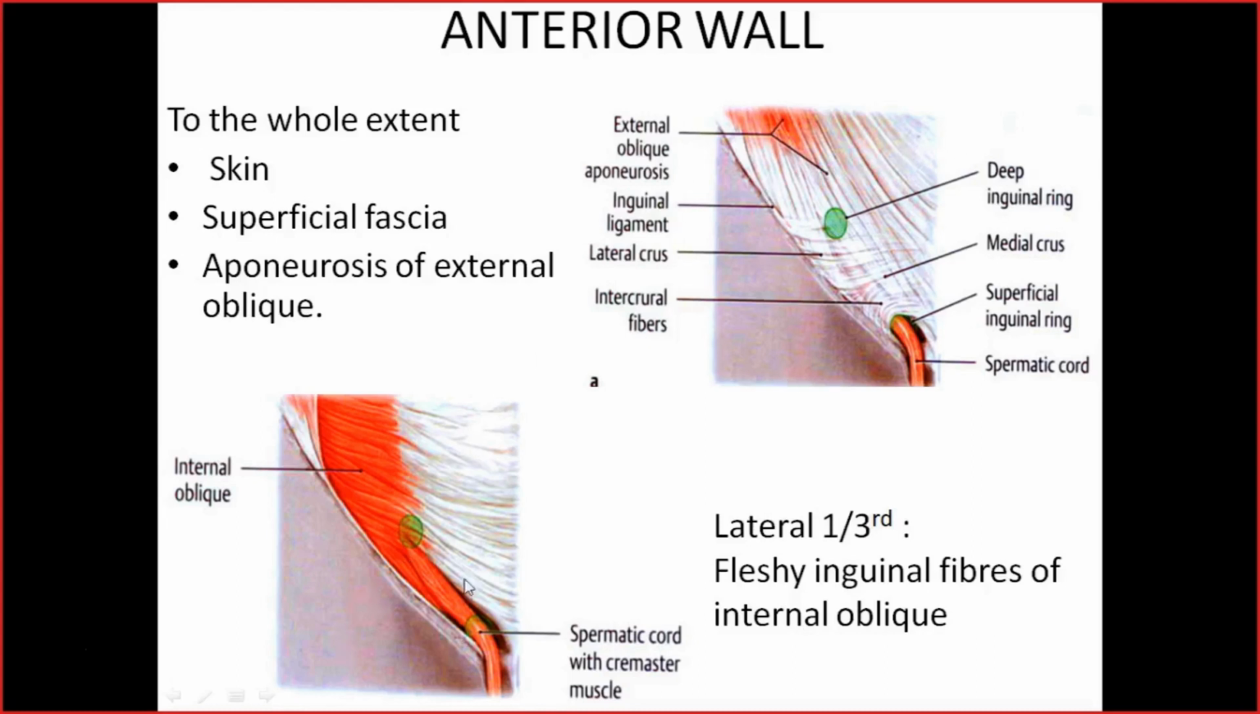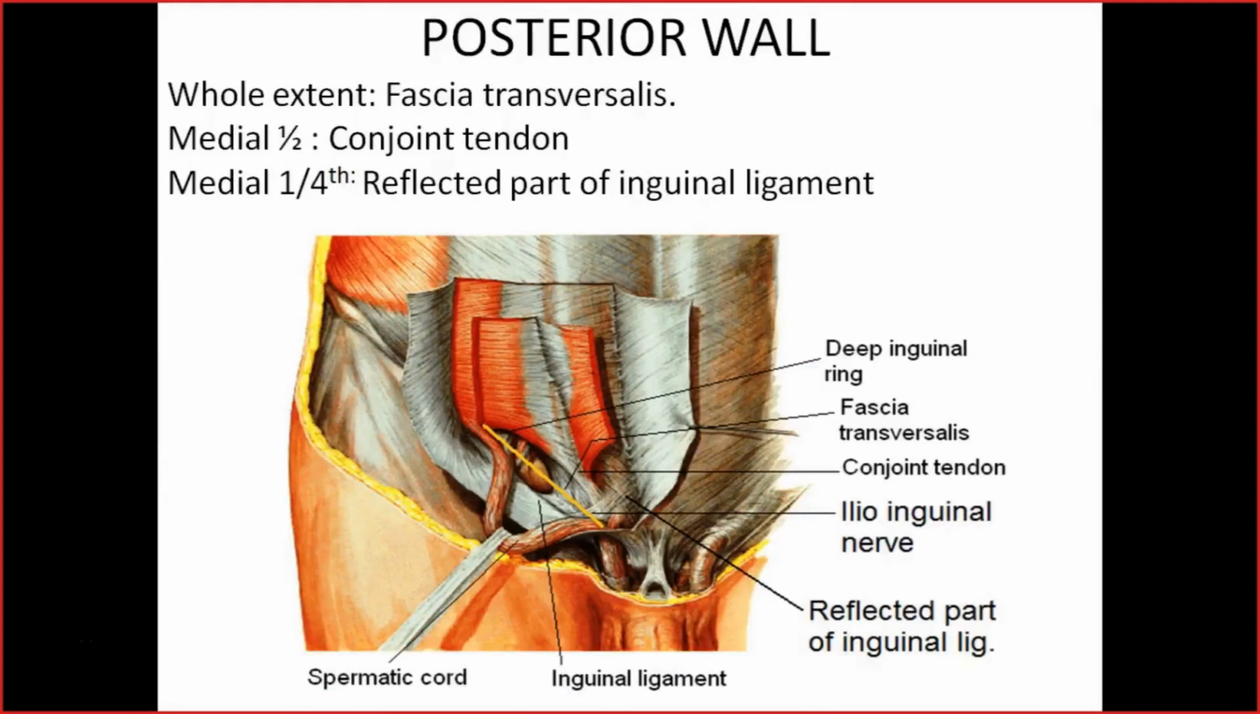So we will be having external oblique aponeurosis forming the whole extent. But in the lateral part of inguinal canal, some muscle fibers from internal oblique are going to contribute for the formation of anterior wall. So anterior wall, 4 structures are going to form: skin, superficial fascia and aponeurosis of external oblique. Only in the lateral 1/3 we have some fibers of internal oblique also contributing.